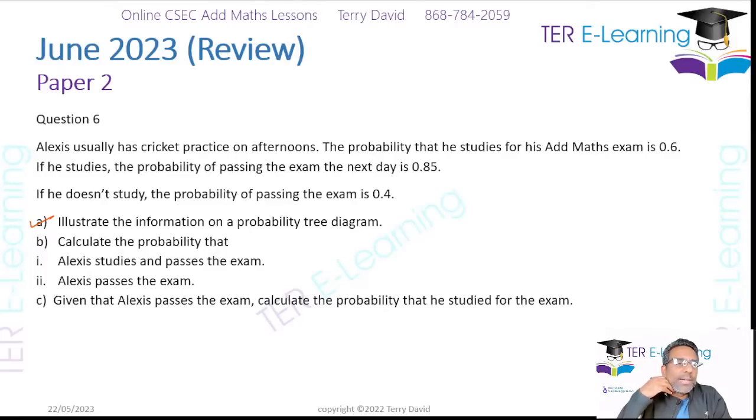So Alexis usually has cricket practice on afternoons. The probability that he studies for his ADMAT exam is 0.6. If he studies, the probability that he passes the exam is going to be 0.85. If he doesn't study, probability of passing the exam is 0.4.